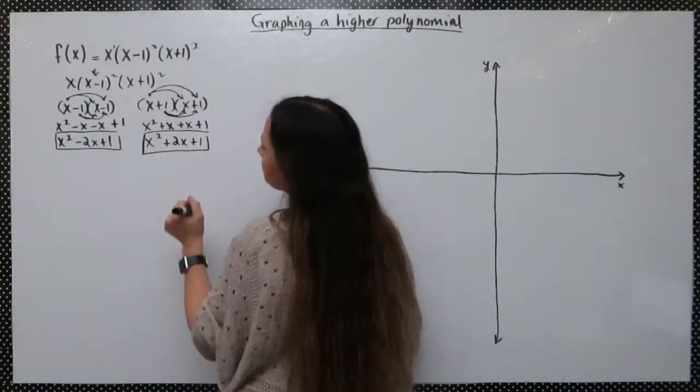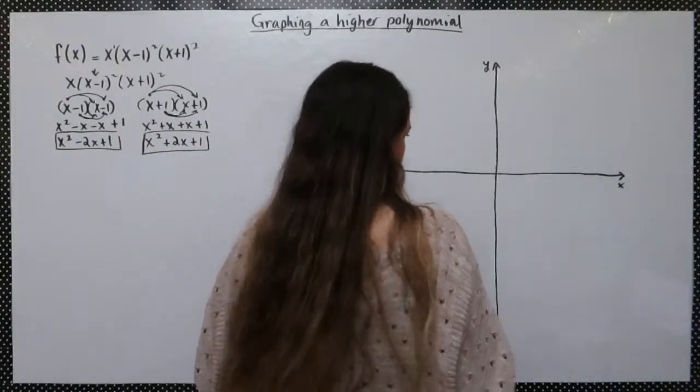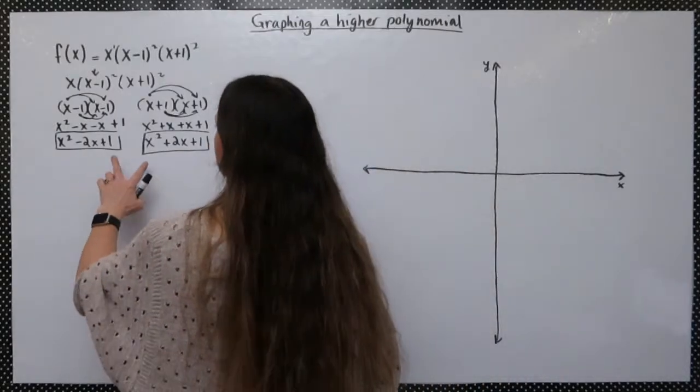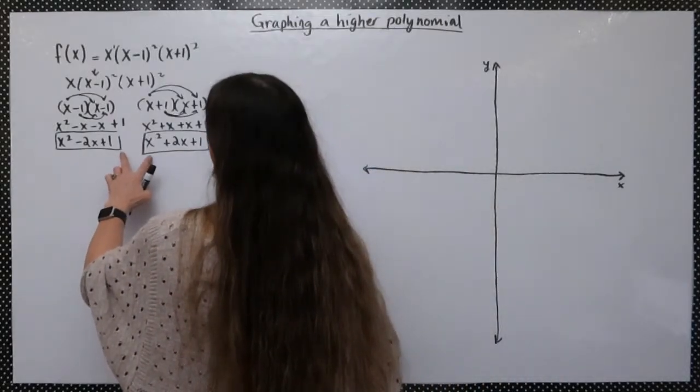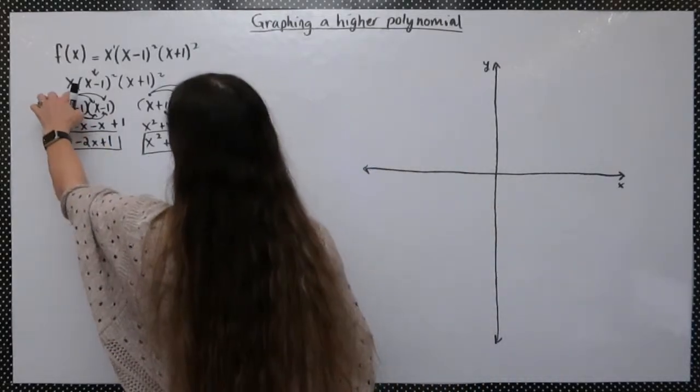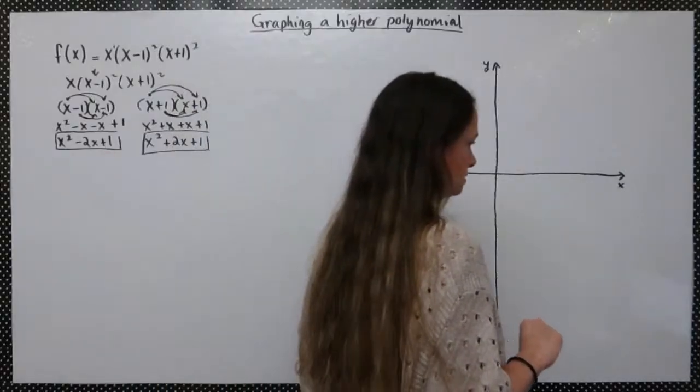Box that one. And then we have to multiply these two together. And then we'll do the x at the end.